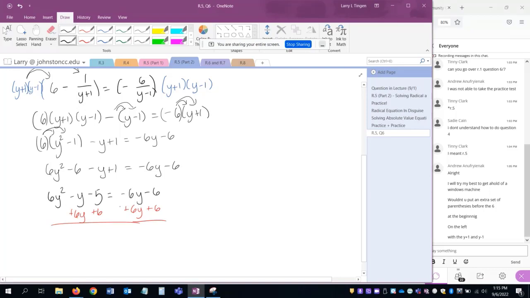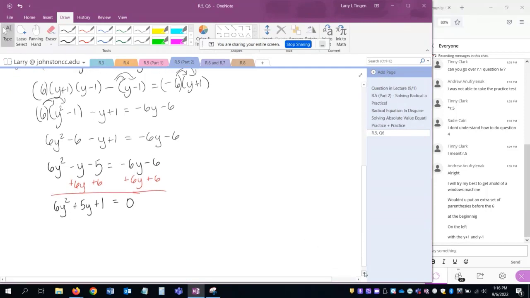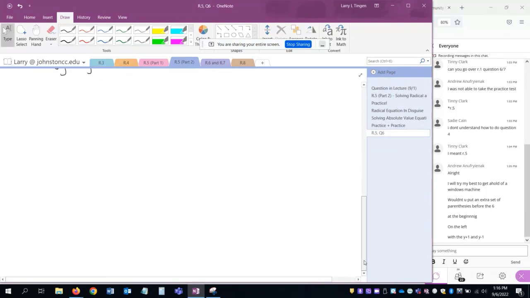So I'm going to move everything to the right, which means I'm going to add 6y and add 6 to both sides. 6y squared, there are no like terms that were brought, so that's just 6y squared. Negative y plus 6y, it's 5y. Negative 5 plus 6 plus 1 equals negative 6; y plus 6y is 0. Negative 6 plus 6 is 0. Excellent. So now I have a quadratic, and I would like to solve it.